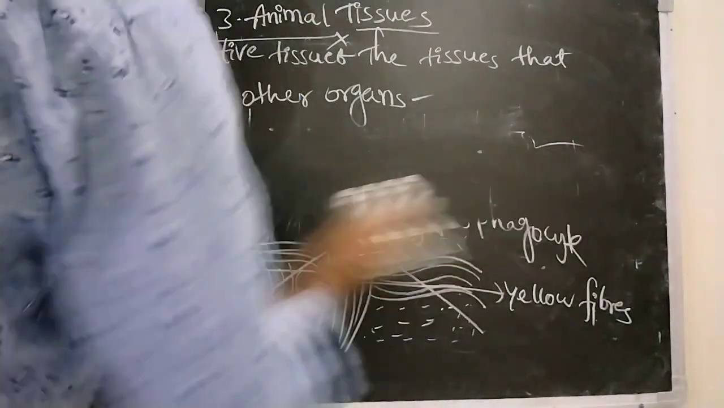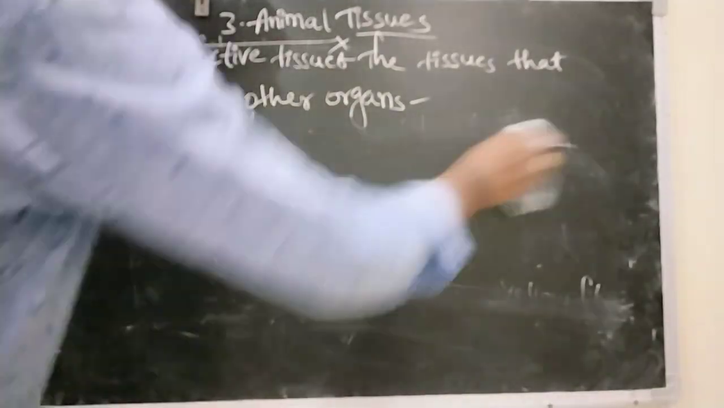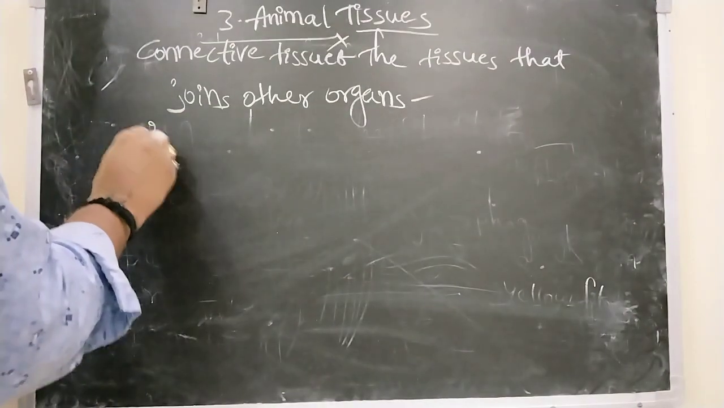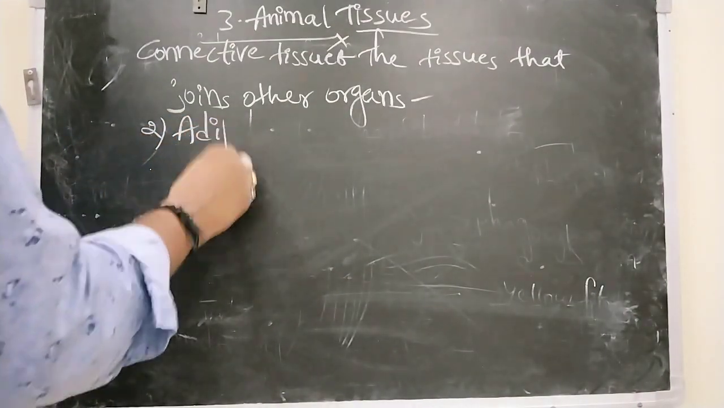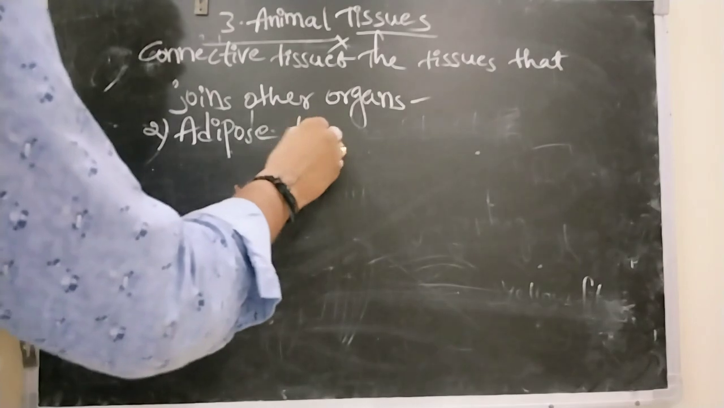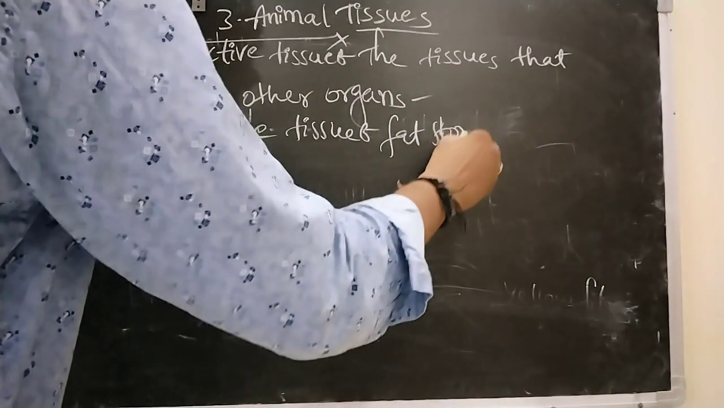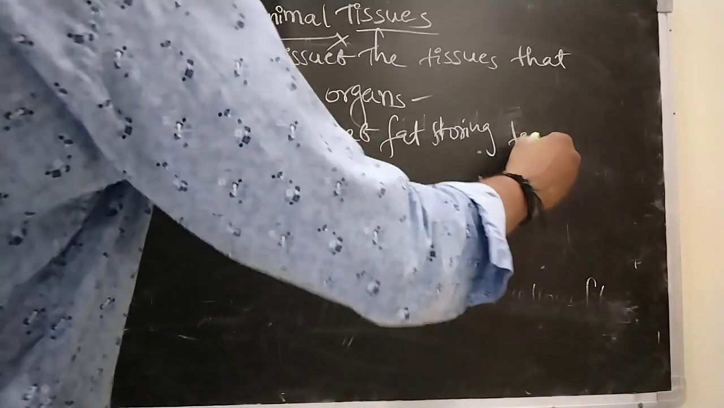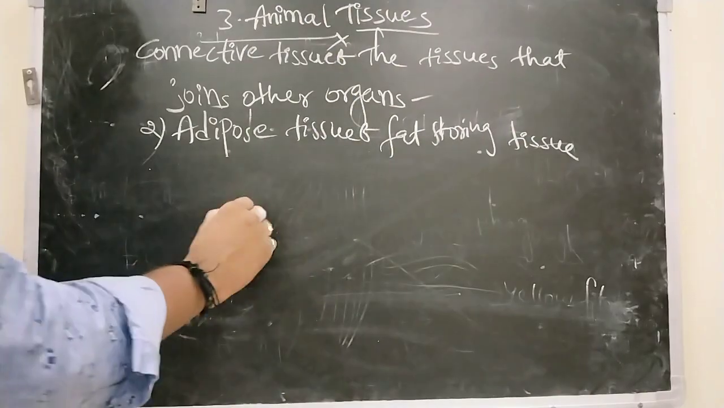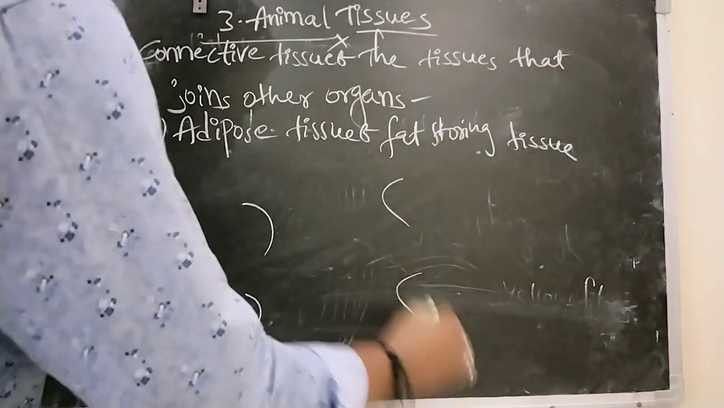And the next tissue is the adipose tissue, the second one. This is also called fat storing tissue. Fat storing tissue is nothing but adipose tissue. So the cells in the adipose tissue are like this.